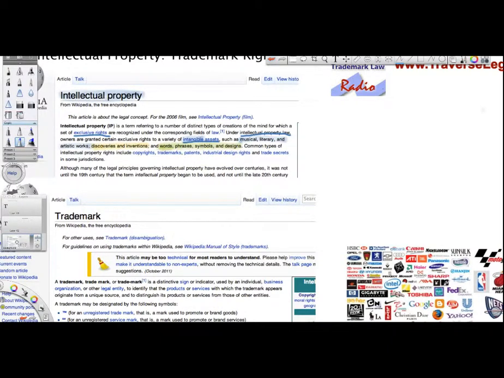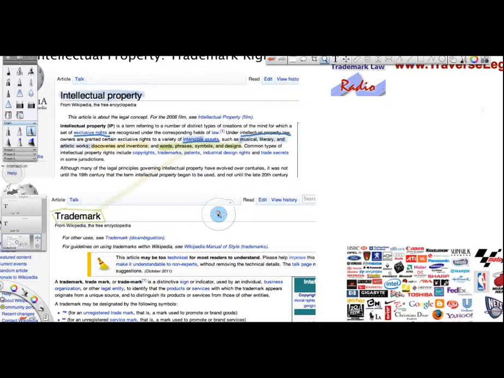Today we're going to be talking a little bit about a particular type of intellectual property, and that is trademark intellectual property. Trademark intellectual property is going to be the type of intellectual property which deals with words, phrases, brands, slogans, these types of things. So let's start out by talking a little bit about what is a trademark.